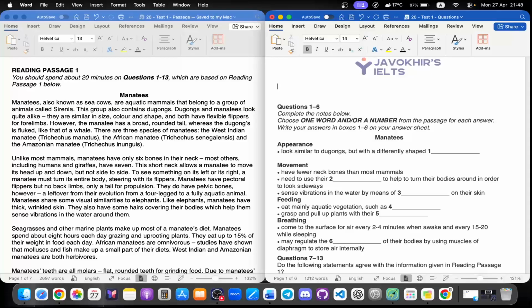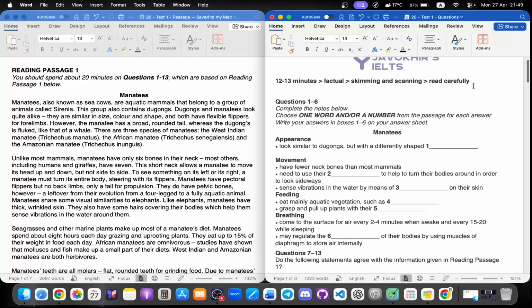Spend about 12 to 13 minutes, because it's factual, and mostly skim and scan for the answers and find them instantly. I would not necessarily say instant answers, but read carefully. That's my only position.